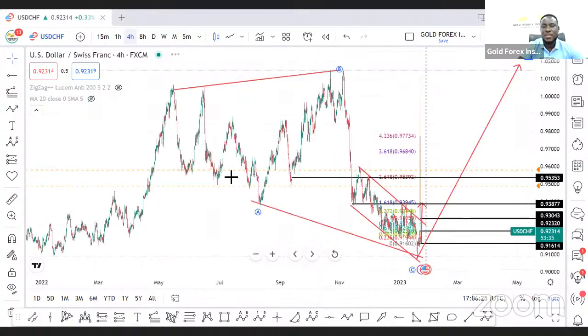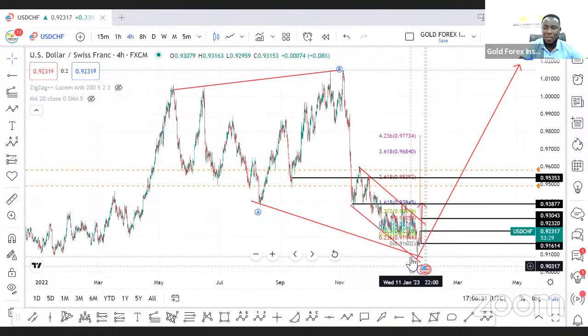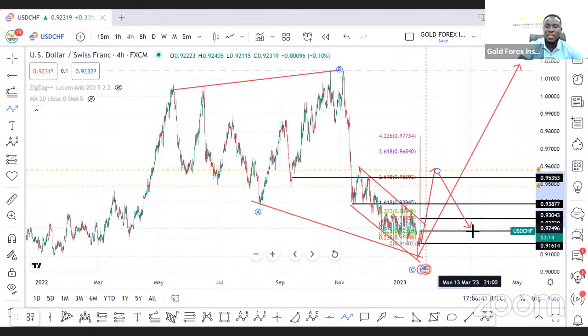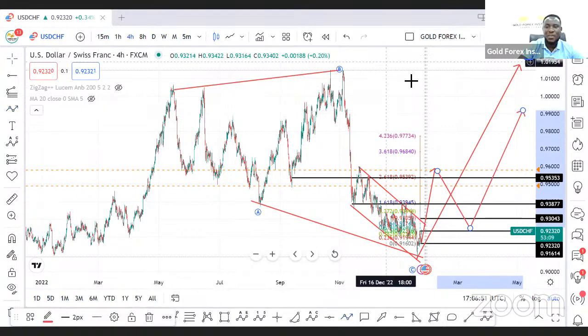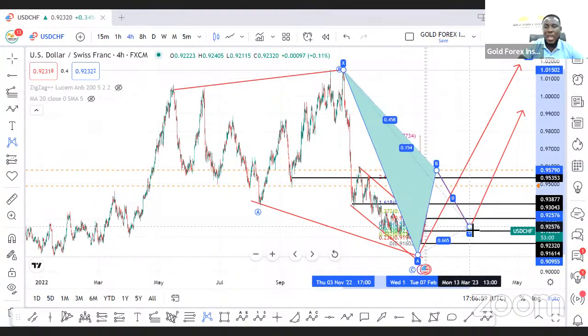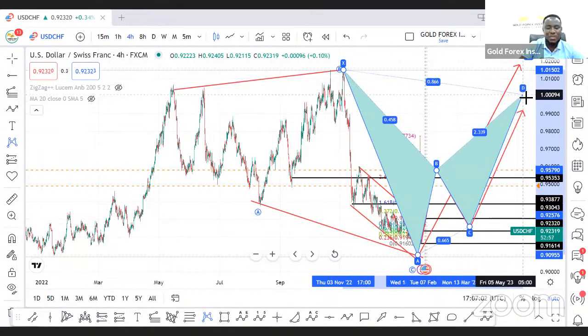Now let's look at the other pairs. I'm even expecting this one to form a harmonic pattern. That means that if this one is able to get to maybe these levels, what I'm expecting is that it can do this, at 61.8 and go up to form a harmonic pattern, something like this. But the type of harmonic pattern, I don't know yet. So I'm expecting something like this in the long term.